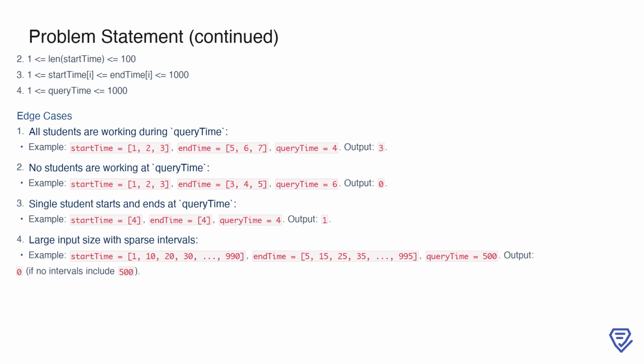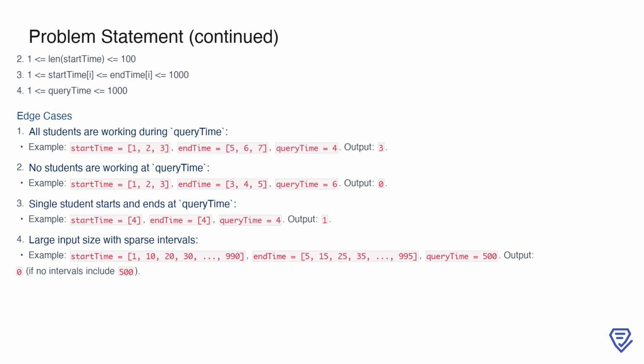There are several edge cases to consider. For instance, all students might be working during query time, or no students might be working. Another situation is when a single student starts and ends their homework at exactly query time. Finally, for large input sizes with sparse intervals, we might need to efficiently check whether query time falls within any of the intervals. These edge cases highlight the importance of carefully handling the input data to ensure the solution is both correct and efficient.